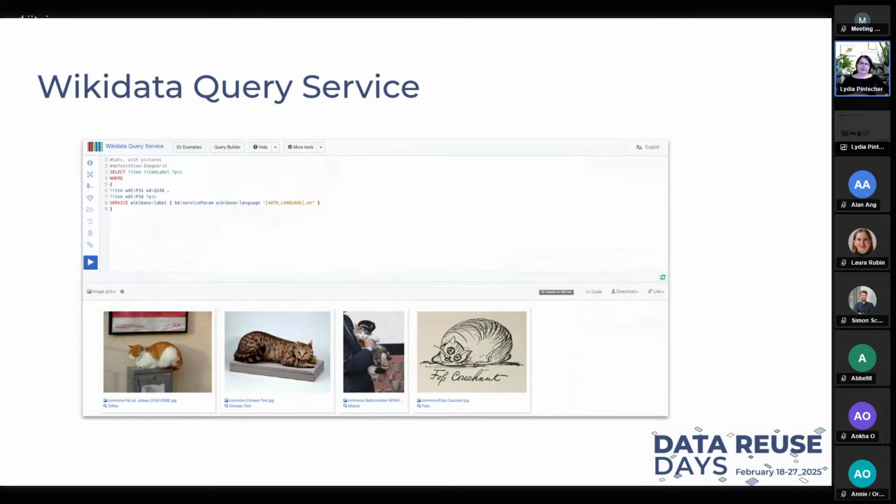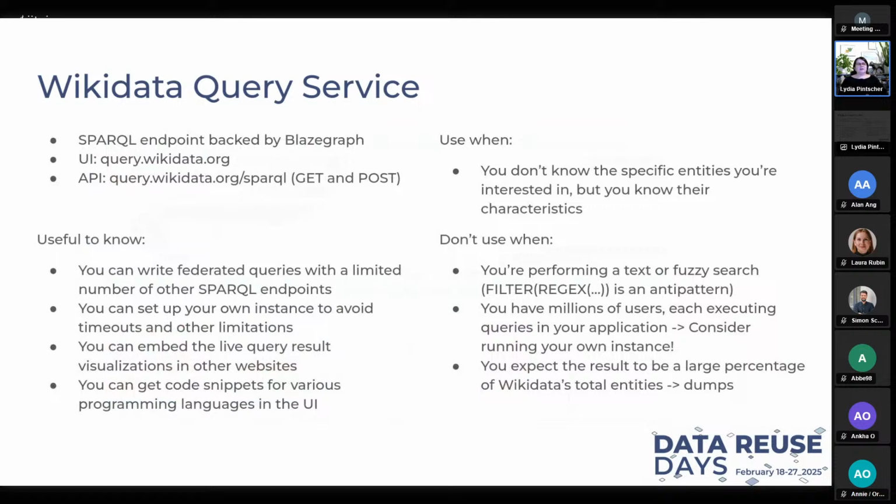Now, about the individual APIs and access methods. Let's start with the Wikidata query service. The Wikidata query service is a SPARQL endpoint. That means it is there to let you query all of the connections that are in Wikidata as a knowledge graph. It is currently backed by a software called Blazegraph, and you can access its UI at query.wikidata.org. And you can access it as an API at query.wikidata.org/sparql.